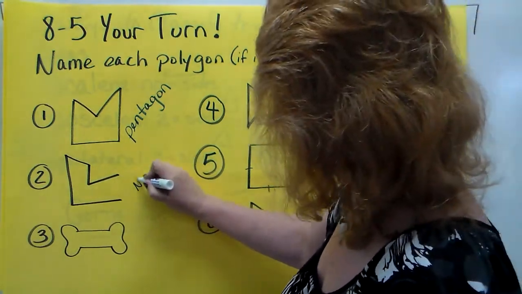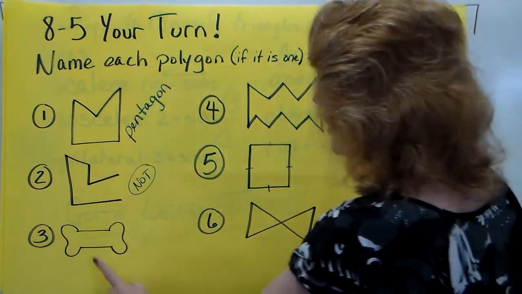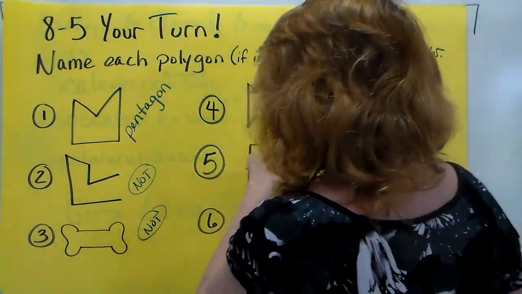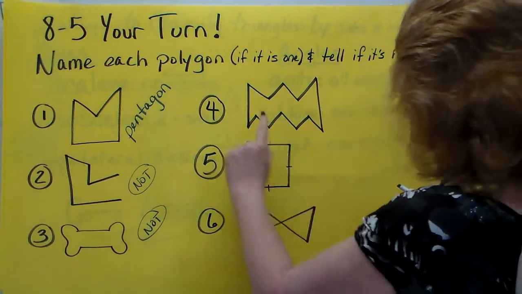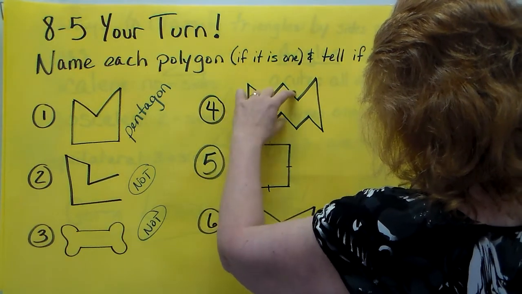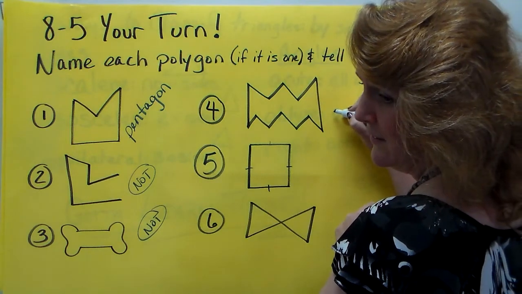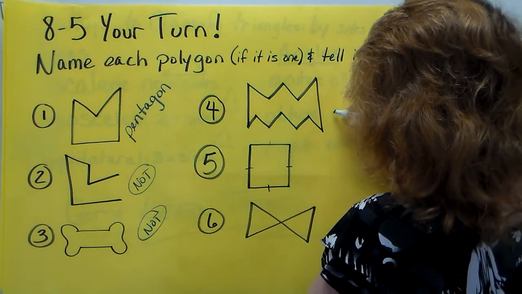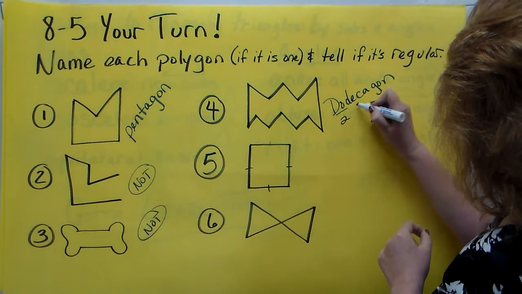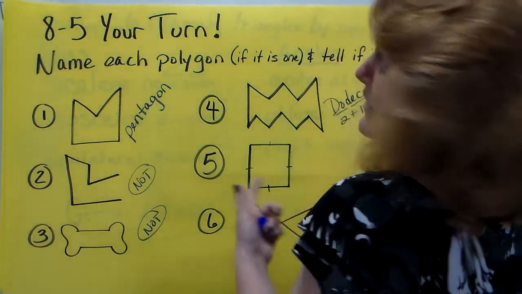Number two, this is not a polygon because it's not closed. Number three is not a polygon because it's got curved sides. Number four is a polygon because it's closed and it's got straight sides, if you don't count the fact that I can't draw. One, two, three, four, five, six, seven, eight, nine, 10, 11, 12. It's a 12-gon. What's that? Well, that was cheating. It's actually a dodecagon. This is 2, and this is 10, and that's 12. And that was cheating. You don't have to get that one right. Sorry, I didn't actually count.